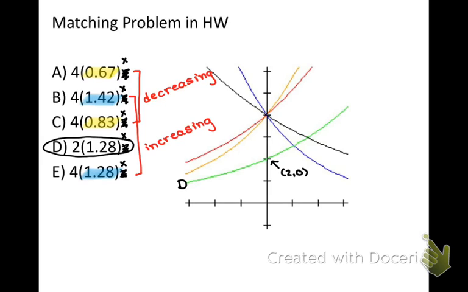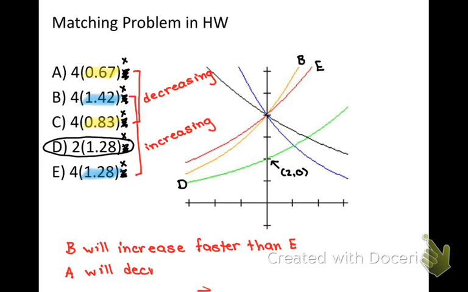Now, B is going to increase faster than E, and that's because its base value is higher. B will increase faster than E. So if that's the case, when I look at these graphs, I know that B is that orange line and red is the E. Now, if I look at the blue and black line, my two decreasing, I know that A is going to decrease faster than C. So I know that that blue line is A and that black line is C.